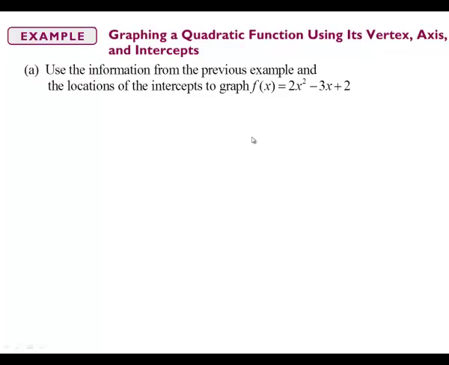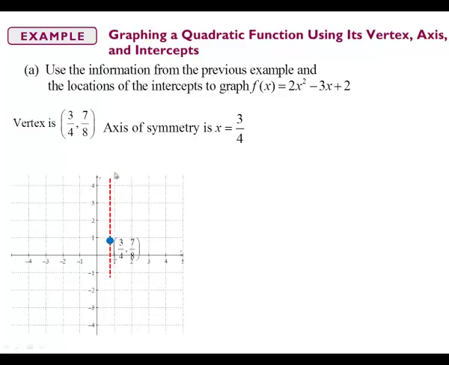Okay, we're going to find the intercepts of 2x squared minus 3x plus 2. The vertex, we're going to use what we determined from the previous example, and we have the axis of symmetry, so we're going to graph that. So we have 3/4 and up 7/8, and now we want to find the y-intercept. Well, if we put x is 0 in both of these places, we would get a y-intercept at 2.